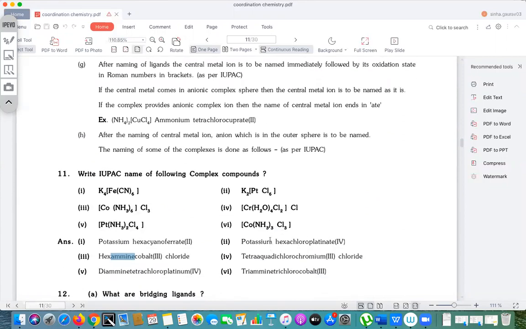Okay, now you see [Cr(H2O)4Cl2]Cl. We write the first two ligands here: H2O, the name is aqua, and chloro. So alphabetically, first aqua and then chloro: tetraaqua dichloro chromium, the oxidation state of chromium is 3. So tetraaquadichlorochromium(III) chloride. Next, this one has ammine and chloro, so diammine, double M, tetrachloro platinum, oxidation state 4. Triammine trichloro cobalt(III). Like this we will name.